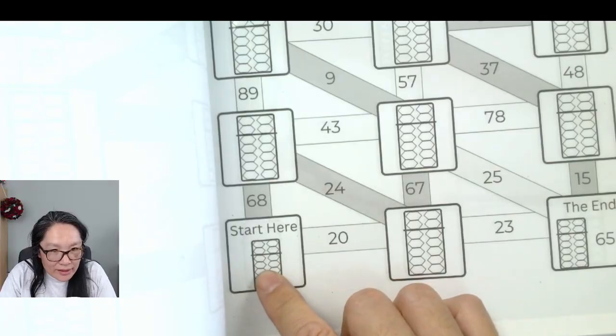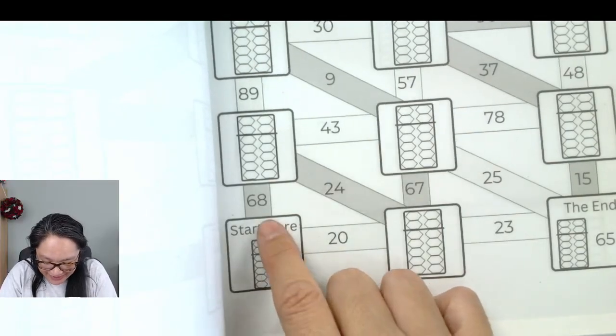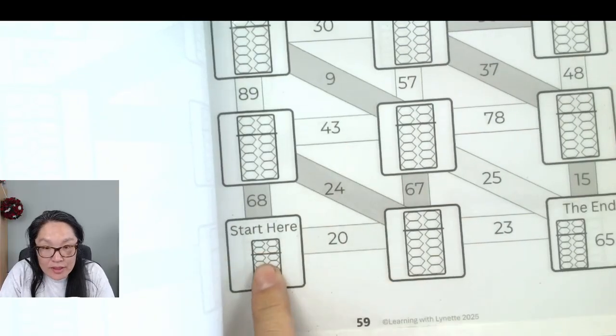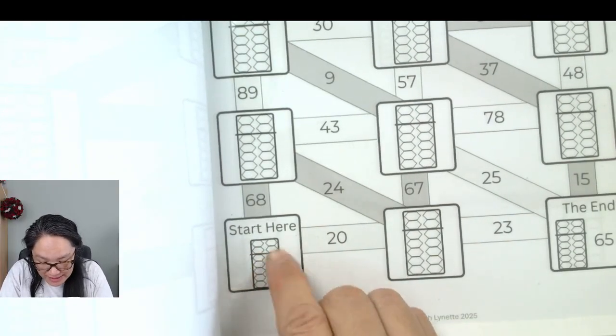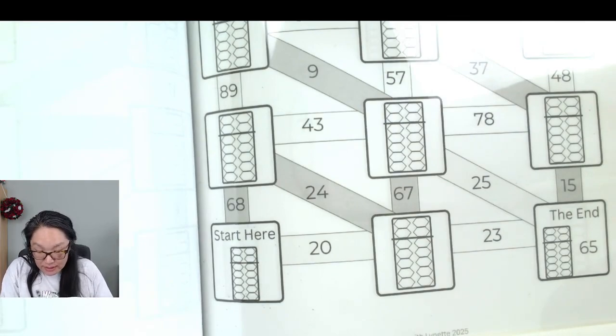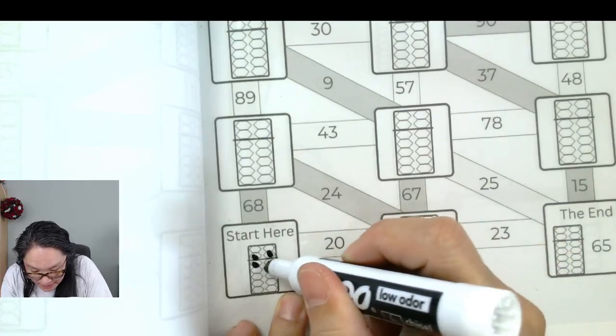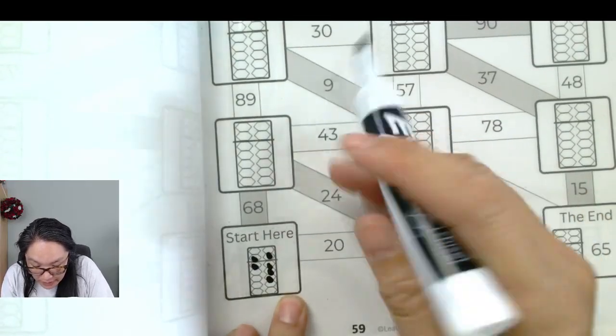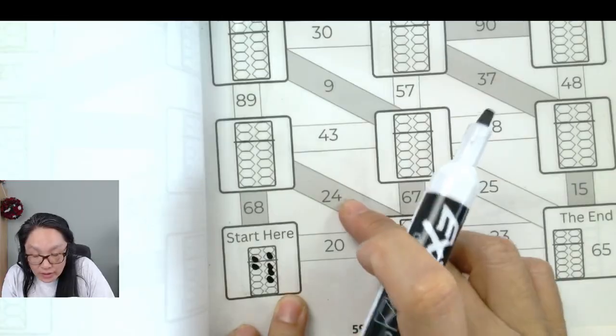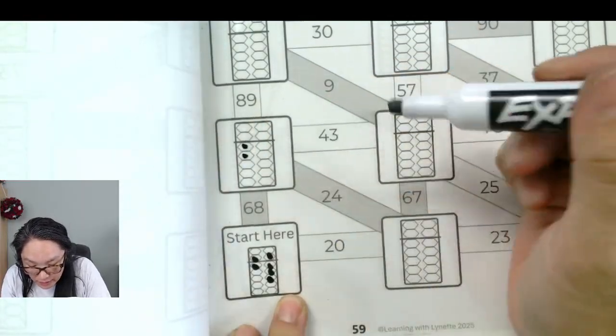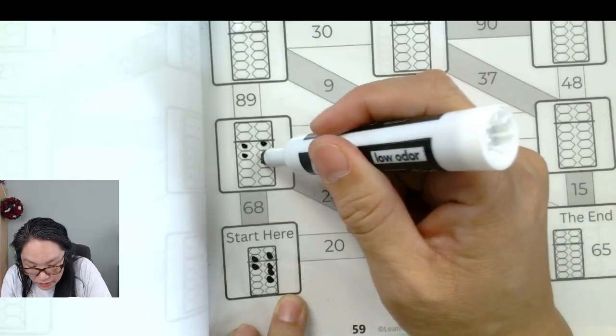And I think coloring is coming back. So you're going to color in the number of the beads. So this is going to be 68. You would color in 60, 5, 6, and then 8: 5, 6, 7, 8. And then you do it again. If I have 20 here, I'm going to color in 20, and then 24. I do 1, 2, 3, 4.